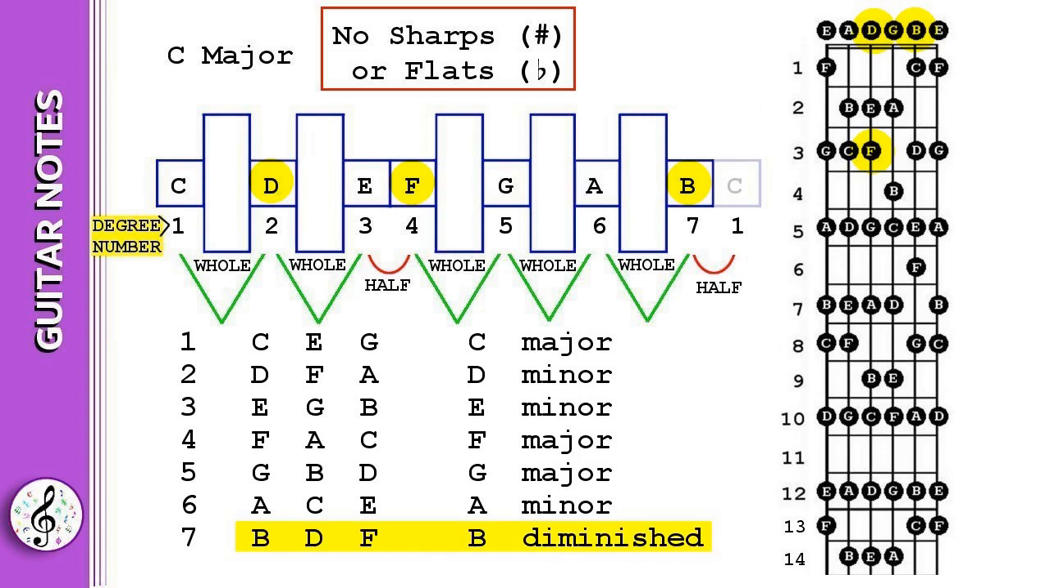Now, a diminished chord is basically built with 2 minor third intervals. So from the B, we have 1, 2, 3 half steps up to the D. And from the D to the F, we have 1, 2, 3 half steps. So a diminished chord is basically 2 minor thirds, relatively speaking, from the B and the D note.